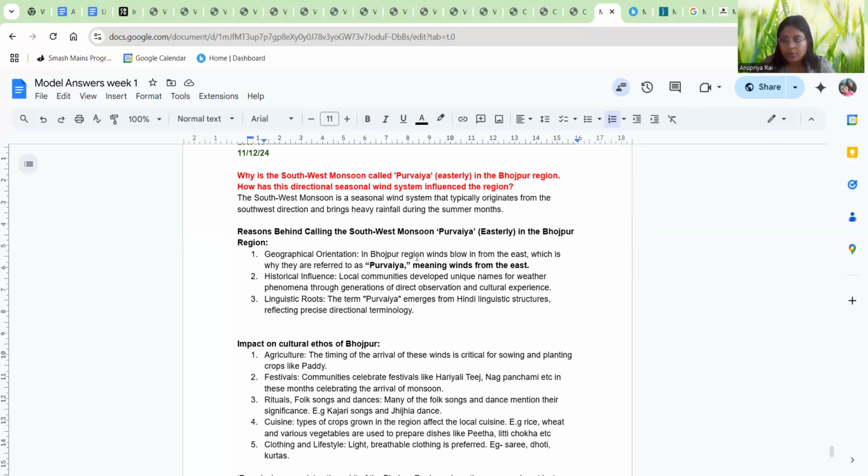After that, what are you supposed to do? You're supposed to give a brief introduction of the Southwest Monsoon because you know about it. You can talk about when it arrives, the branches it has, or just give a brief introduction. Then you'll be making a map.